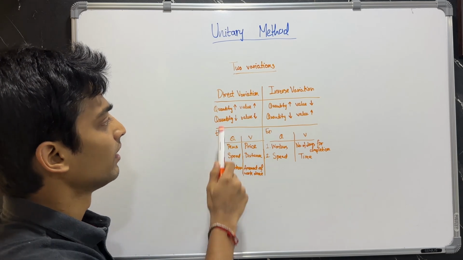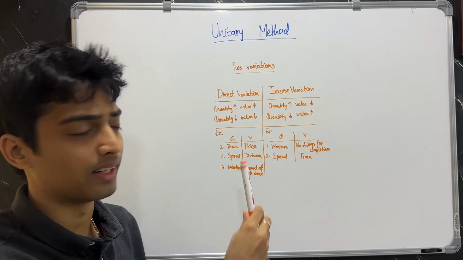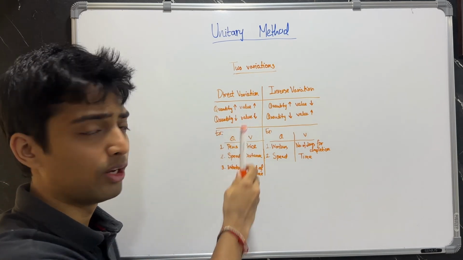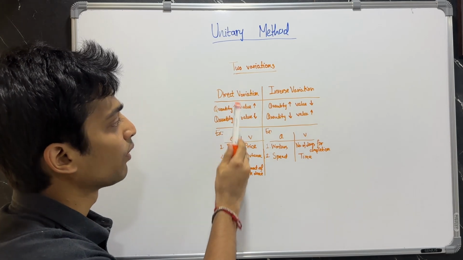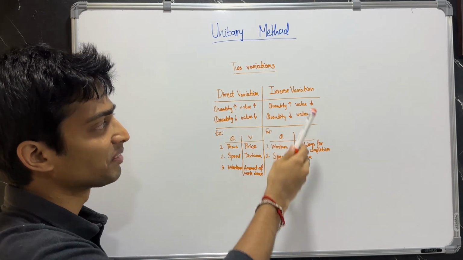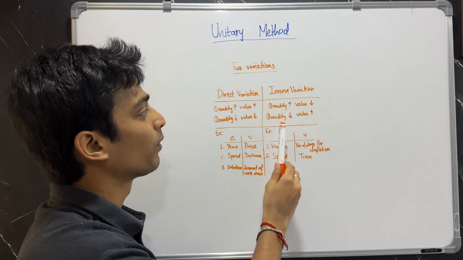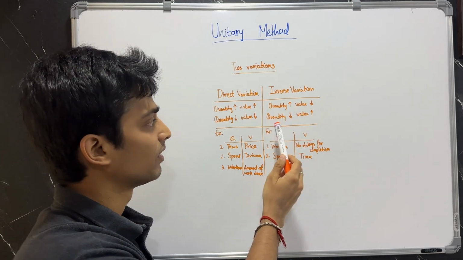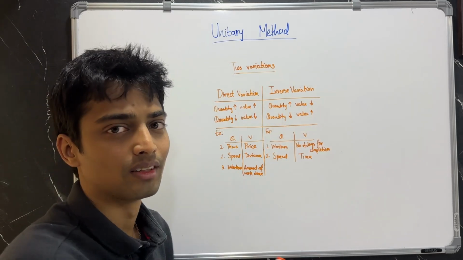In direct variation, if quantity increases, value also increases, and quantity decreases and value also decreases. So the arrow is always in the same direction for both quantity and value. In inverse variation, it is opposite. If quantity increases, value decreases. If quantity decreases, value increases.